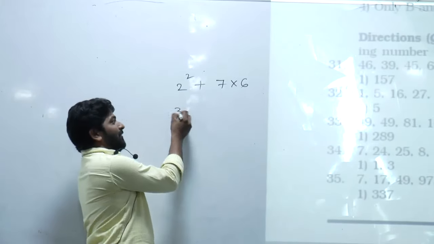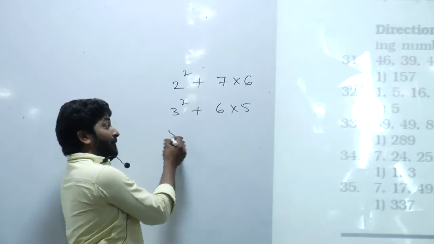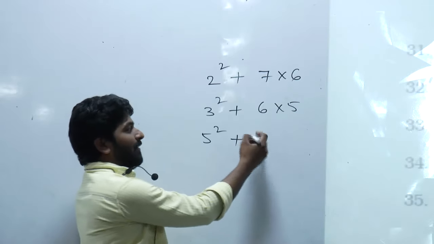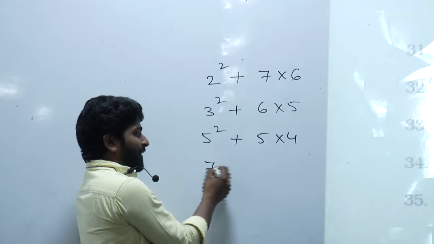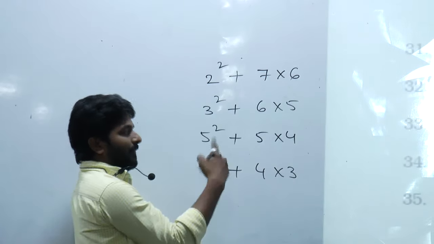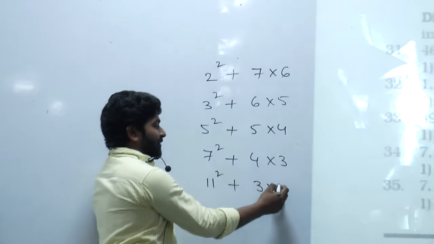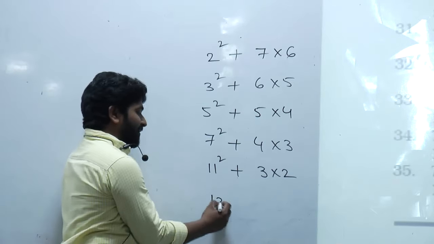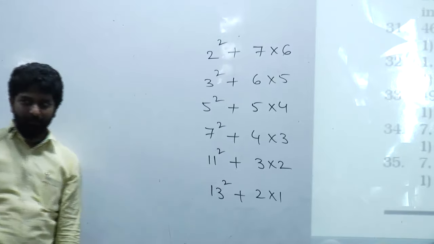39, 3 square plus 6 into 5. 5 square 25, but you have 45 there. 5 into 4, 61. 7 square 4 into 3. Next, 11 square plus 3 into 2. Prime numbers, answer 13 square plus 2 into 1. 169 plus 2.